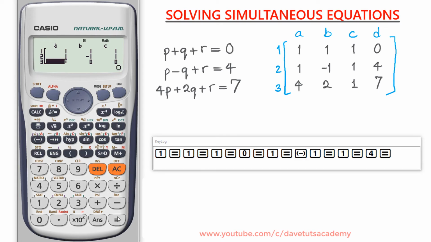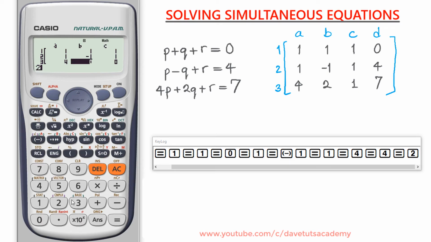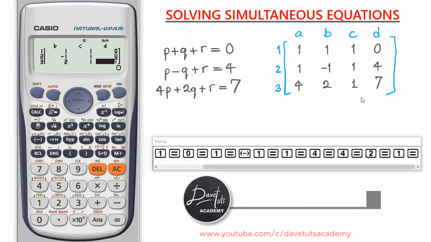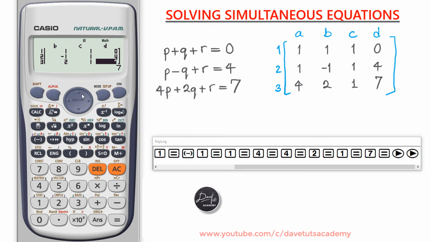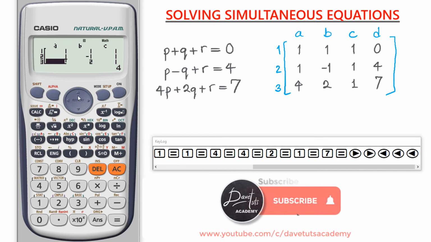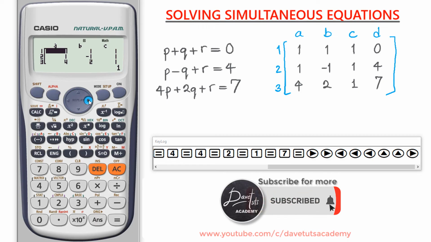And then moving on to the third equation, we have 4 as a coefficient of P, 2 as a coefficient of Q, and 1 as coefficient of R. All right. And then 7 is a constant, that is D3. 7, I will press equal to. Now, you also need to check, always make it a point of duty to check, are all the values correct? And once you confirm that all the values are correct, you can press your equal to.